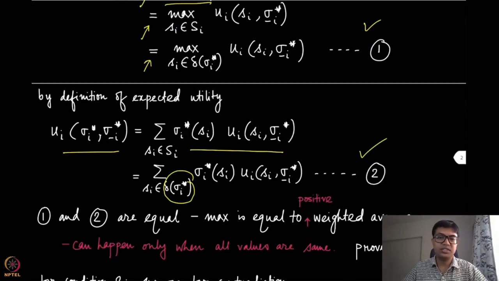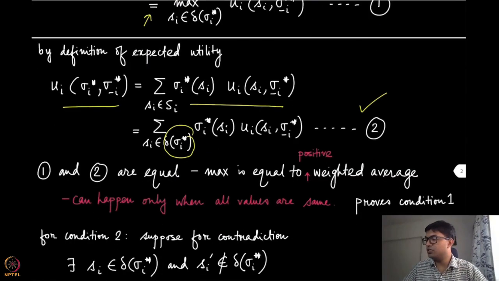Now what are these two things saying? You are looking at the same set, the support of sigma_i star, and the max is exactly equal to the positive weighted average. Notice this term is a positive weighted average, so all these weights are positive. There is no zero weight there. When can you take a convex combination of numbers which is equal to the max of those numbers? Think about it: it can happen only when all the numbers are equal. There is no other way.